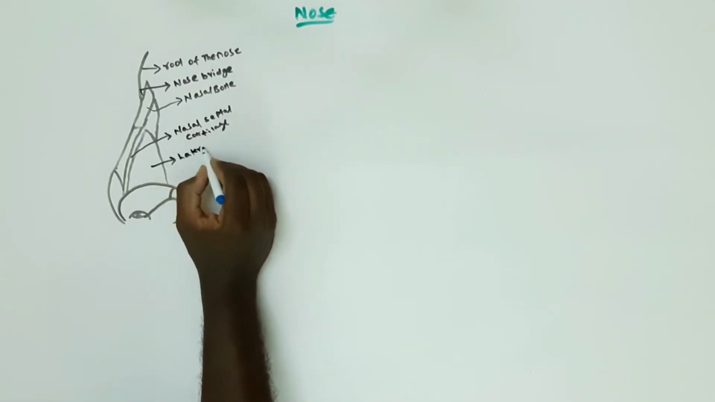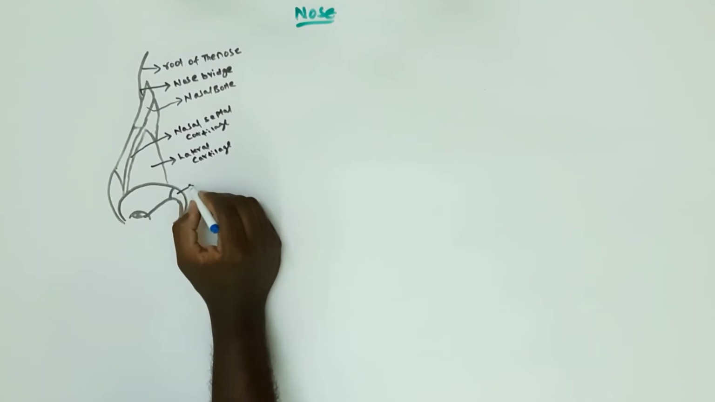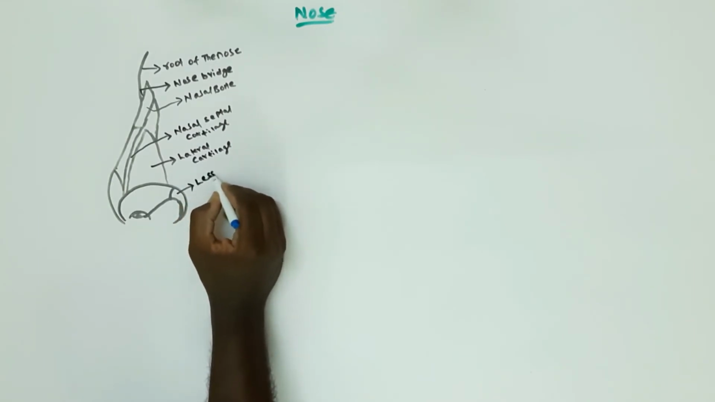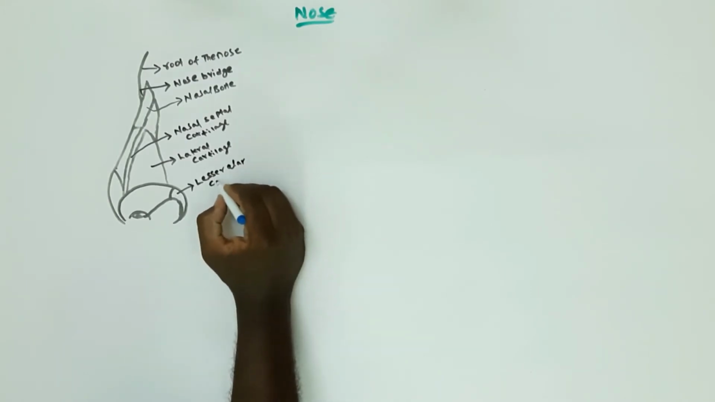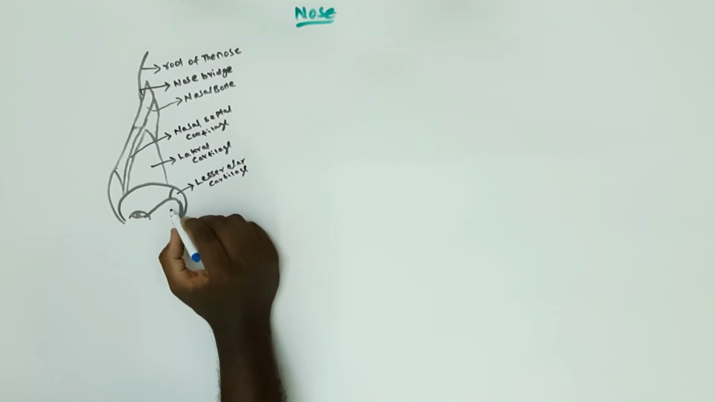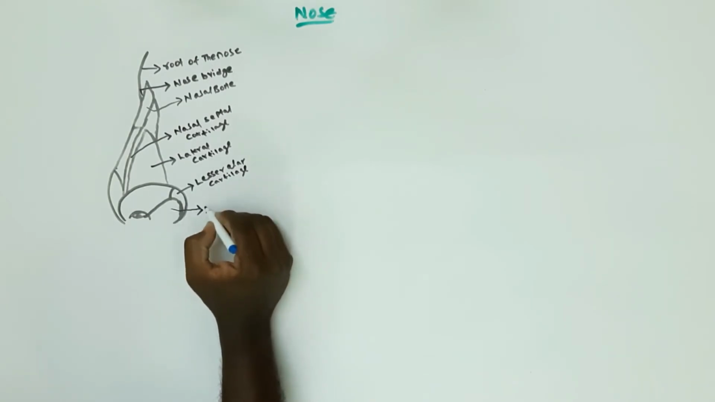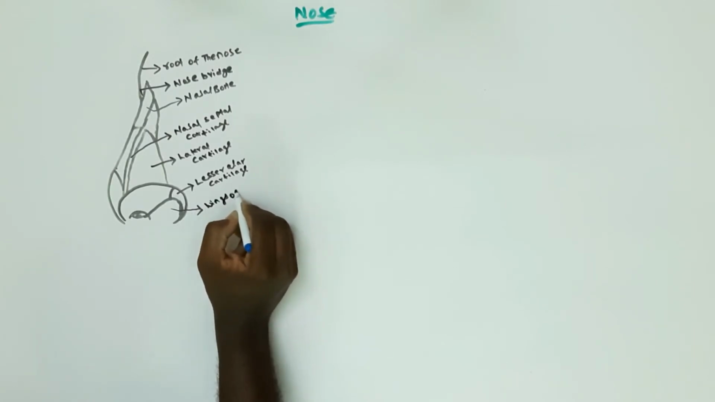On either side it has a lateral cartilage. In our diagram, this part is called the lateral cartilage, and now we are seeing the lesser alar cartilage. Here we can see the lesser alar cartilage, and now this part is called the wing of the nose, or alar. So this is the wing of the nose.